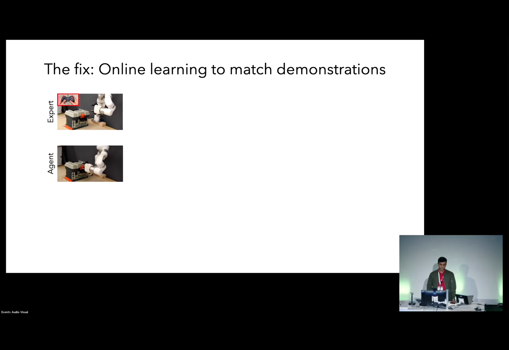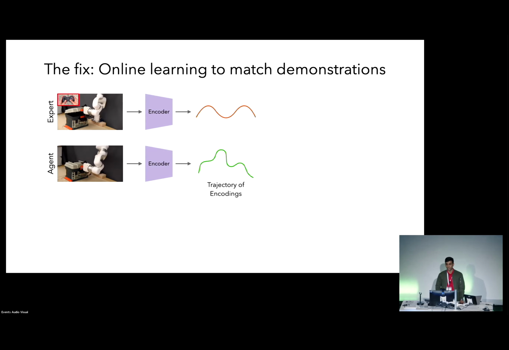So given an expert and agent trajectory, we use an encoder to obtain a trajectory of encodings. Now, this use of an encoder is necessary because directly learning policies on these high dimensional visual spaces is difficult. And so we encode them to a lower dimensional representation. And now, given these trajectories of encodings, we want to get a measure of similarity between them.